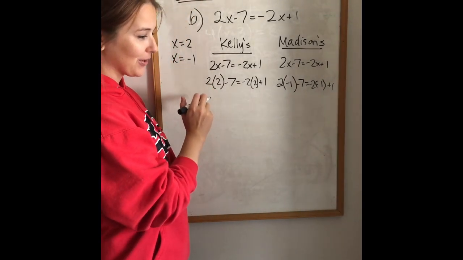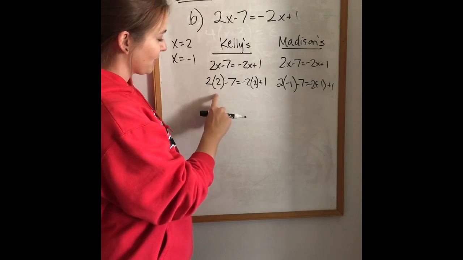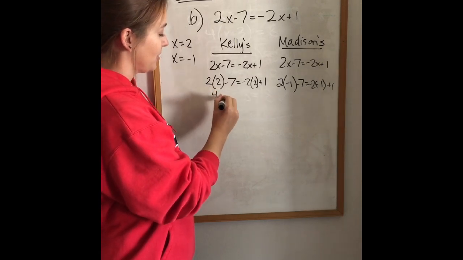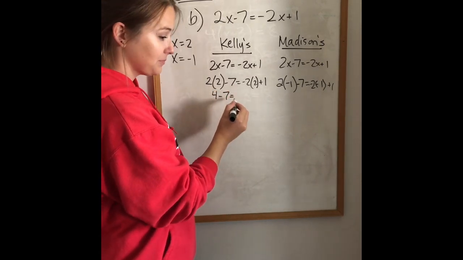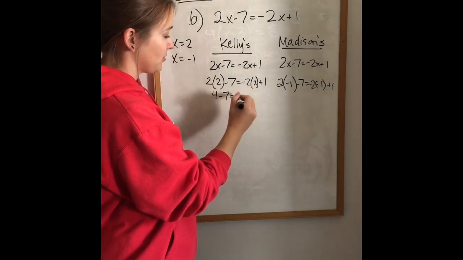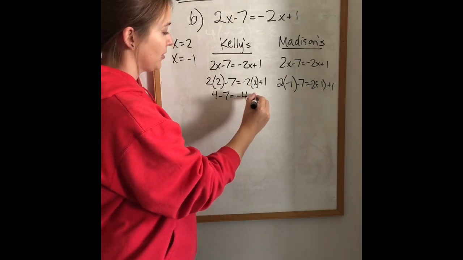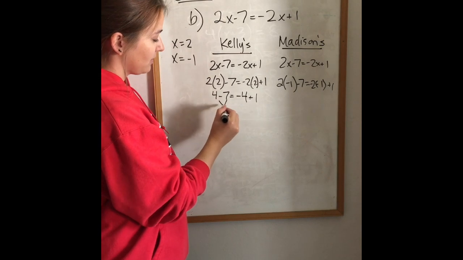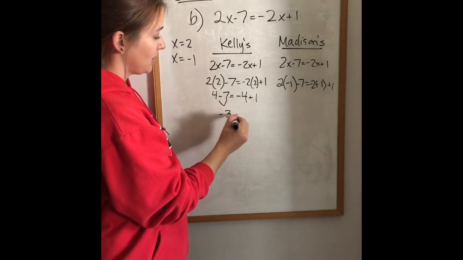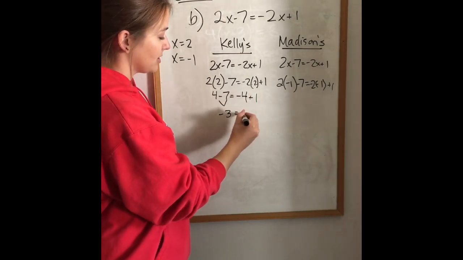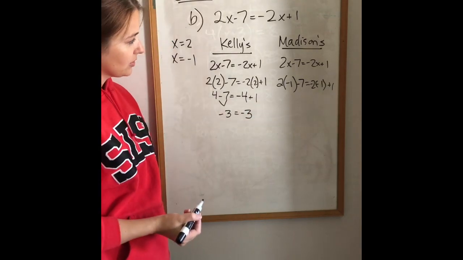Okay, so we're gonna finish their work here. So we're gonna multiply 2 times 2, which is 4, minus 7, which equals negative 2 times 2, which is negative 4, plus 1. So that would give us 4 minus 7 is negative 3, and negative 4 plus 1 is negative 3. So that looks like Kelly's works.